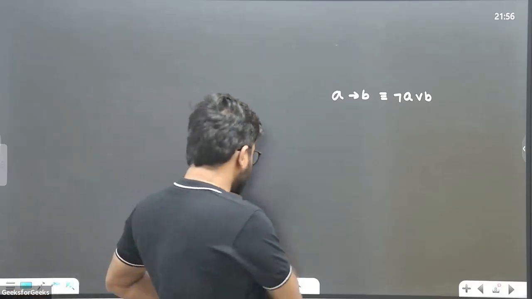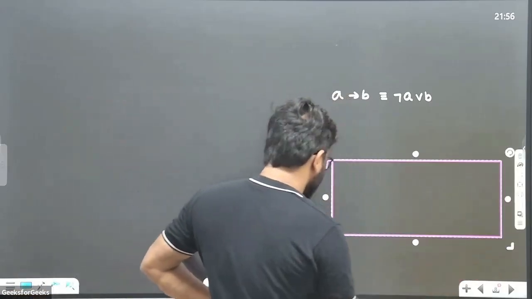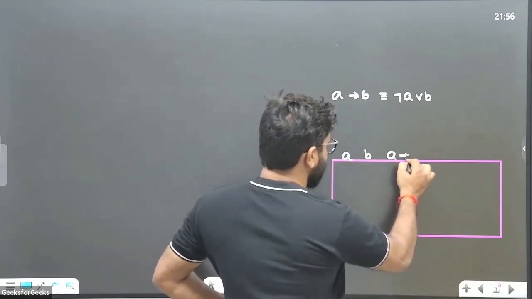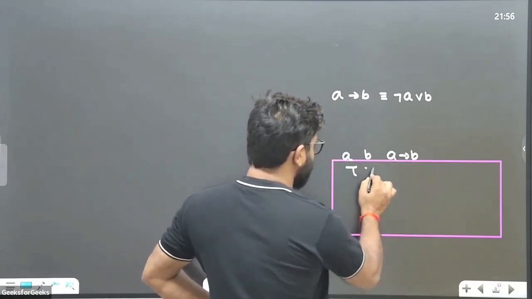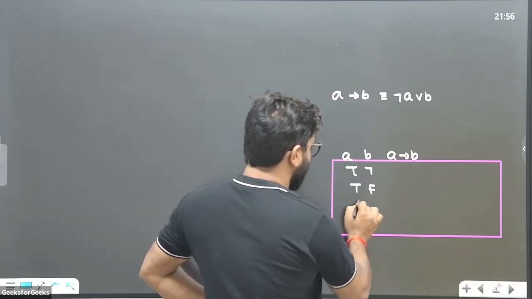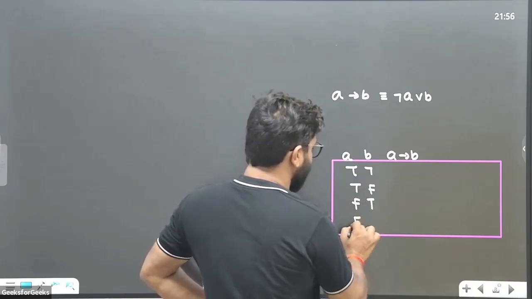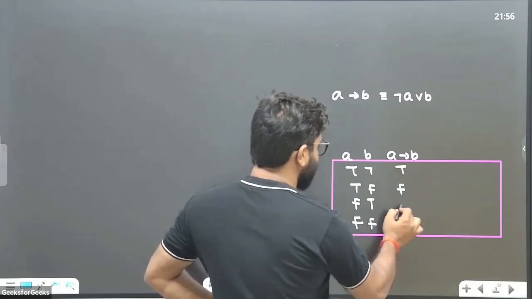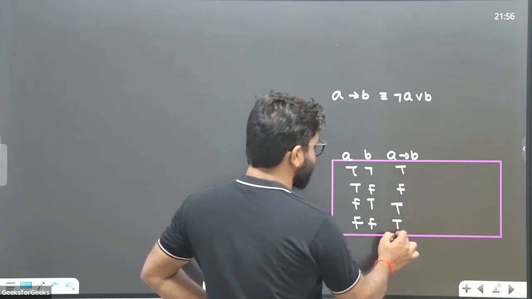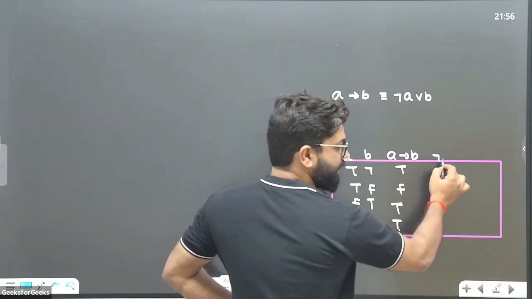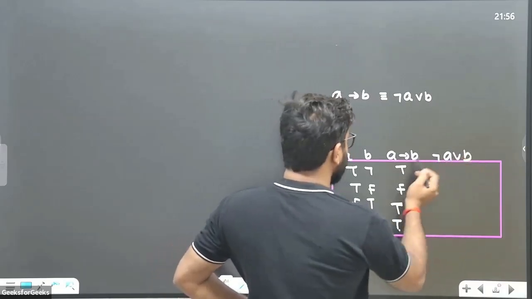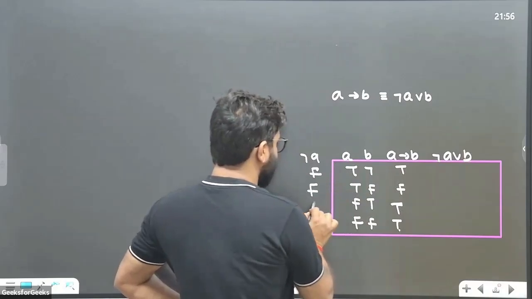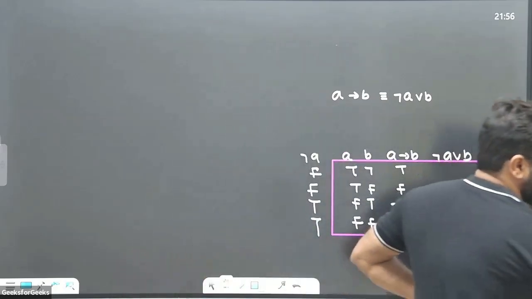First, you can try to verify this with the help of a truth table. And your truth table, this is your A, this is your B, this is A implies B, and everybody knows that this is true, true, this is true, false, this is false, true, and then this is false, false. So here you will get true, this is false, this is true, this is true, and then negation of A or B. What is your negation of A? This will become false, false, true, and true, right?